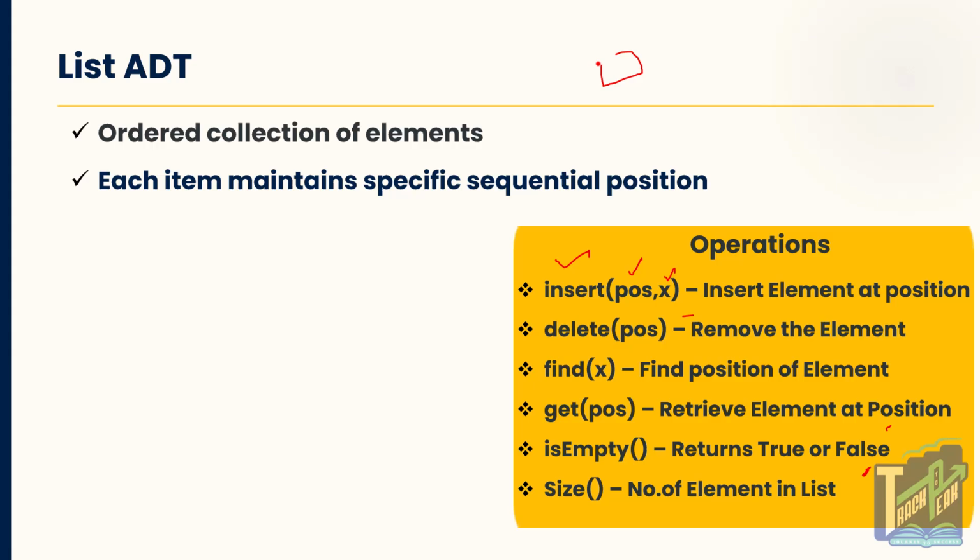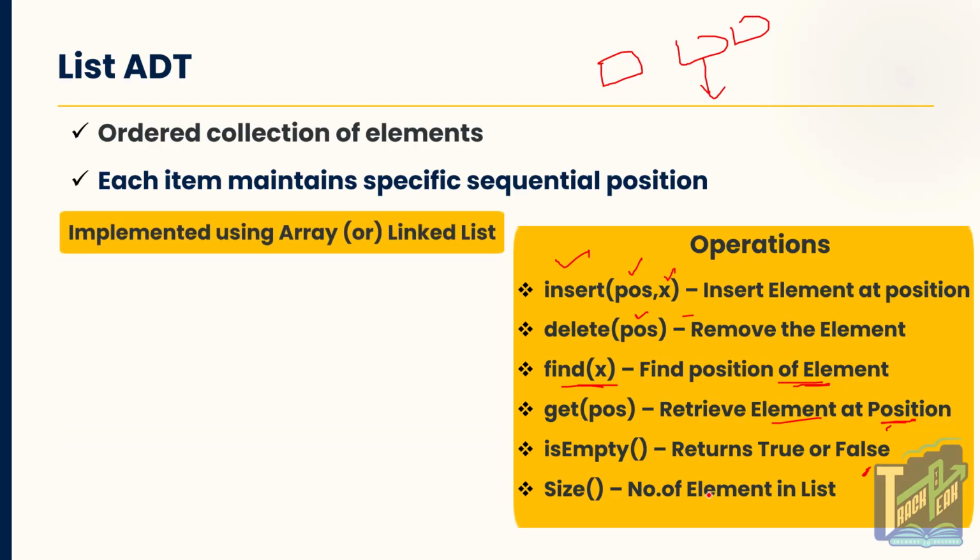If there are 3 elements in a list and I want to remove a particular element, then I want to mention the position also in the delete operation. It will remove the element at that particular position. And find x, which finds the position of a particular element, and get position, which retrieves the element at a position, and isEmpty, which checks whether the list is empty or not and returns true or false. The size means the number of elements in a list.